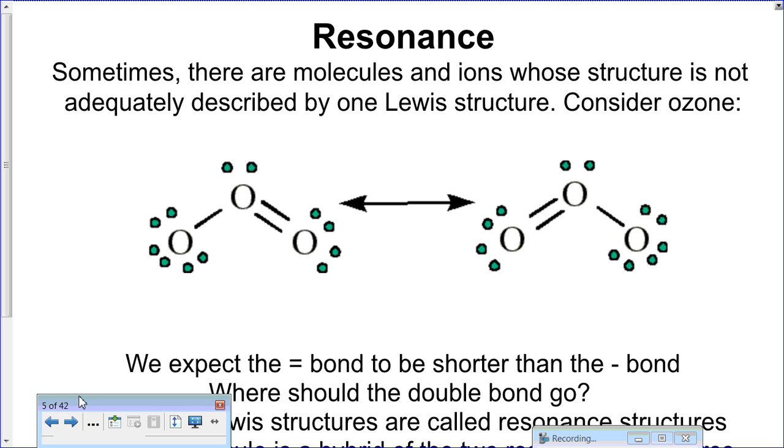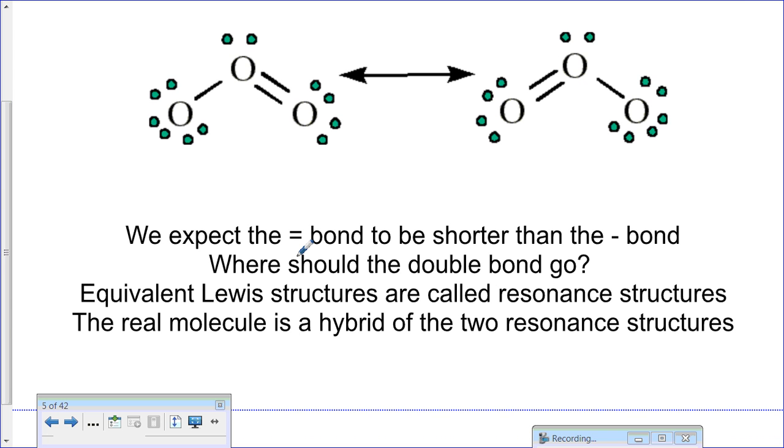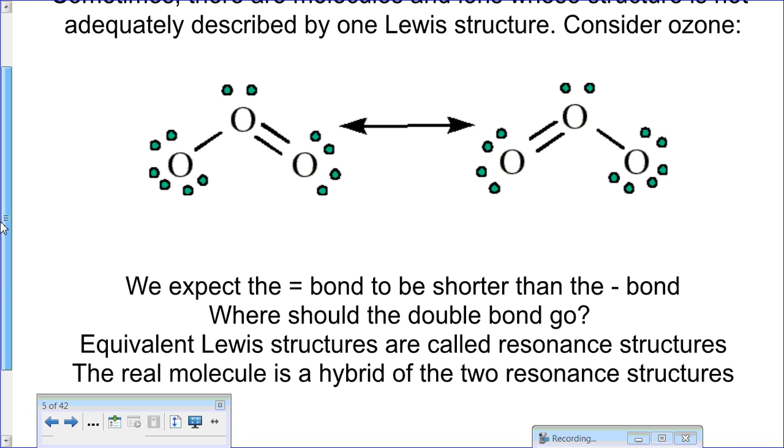So what I've been kind of dancing around but have not really talked about is the idea of resonance. Sometimes there are molecules and polyatomic ions whose structure is not adequately described by just one Lewis structure. So ozone, we drew, can have the double bond either on the left or on the right. We expect double bonds to be shorter and stronger than single bonds, so we expect the double bond to be shorter than the single bond. So where should the double bond go? Equivalent Lewis structures are called resonance structures. So the real Lewis structure for O3 is actually sort of a hybrid between these two.